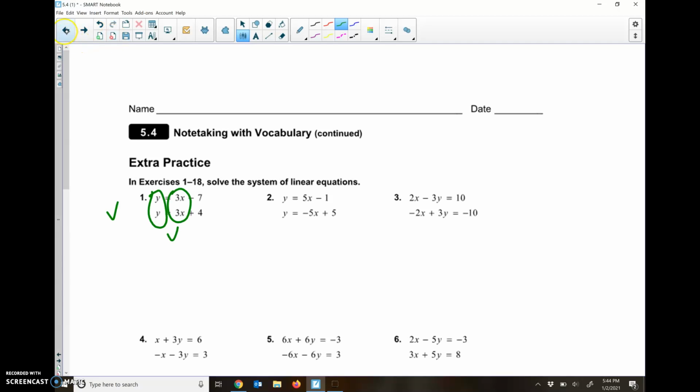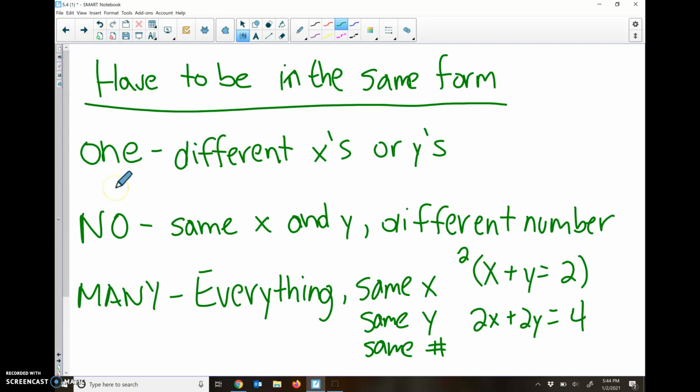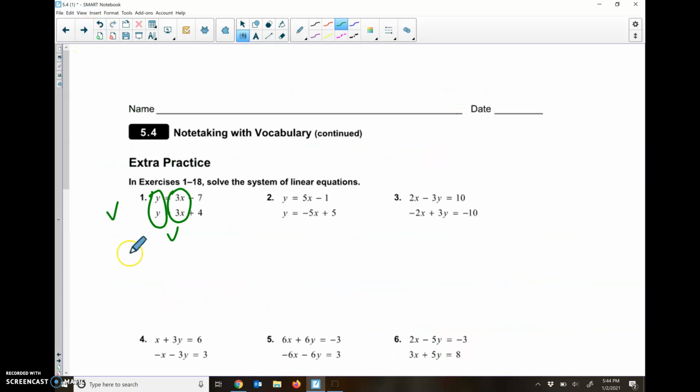So if I go back and look at my cheat sheet here, they have the same x, which is a 3x. They have the same y, which is a 1y, but they have different numbers. It's a negative 7 and a positive 4. So this one's going to have no solution.